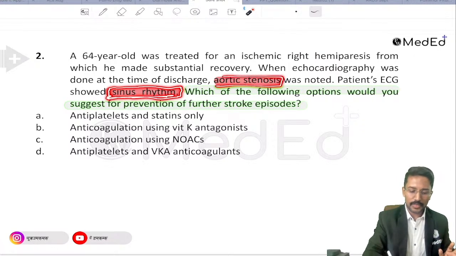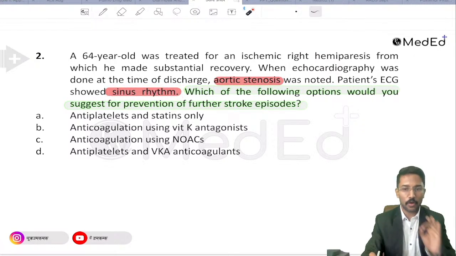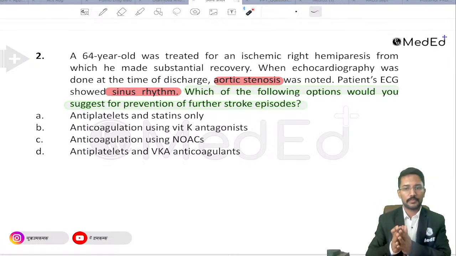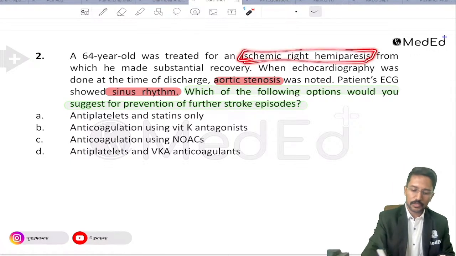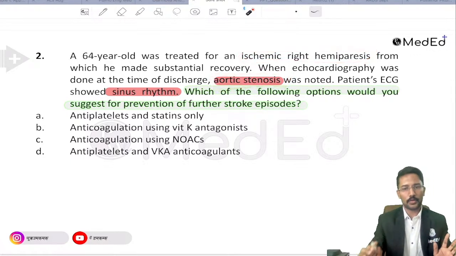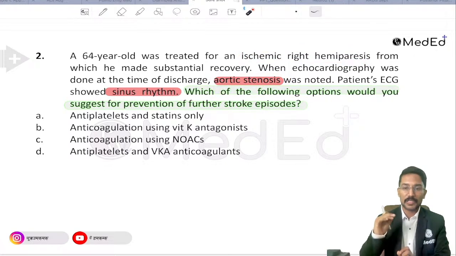In the aortic stenosis echo also, they have only mentioned aortic stenosis. They have not mentioned that there is left atrial enlargement, right? So neither is there left atrial enlargement, nor have they mentioned that there is a clot in the left atrium, nor that the patient is in atrial fibrillation. Okay, so the risk factors that led to ischemic stroke are the same risk factors that led to aortic stenosis. So we don't need to do anything specific for aortic stenosis.